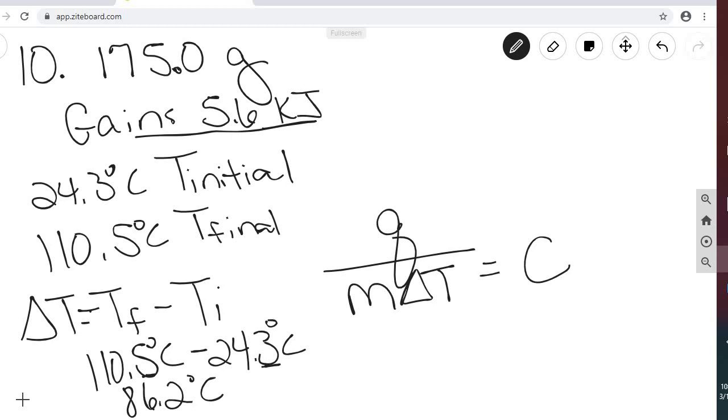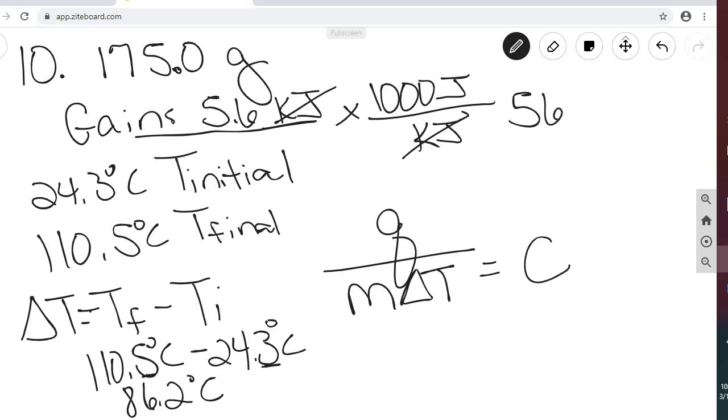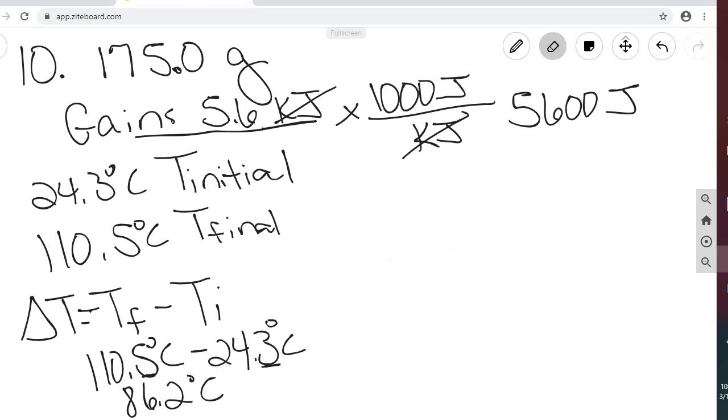Okay, so Q, it says it gains 5.6 kilojoules. Okay, so again, you have to remember that specific heat capacity is in joules, so we've got to change these kilojoules to joules. There are 1,000 joules per kilojoule. Okay, so kilojoules are going to cancel. You'll be left with joules, so it's 5,600 joules. Okay, so that's going to be Q. Let me go ahead and move this up here.